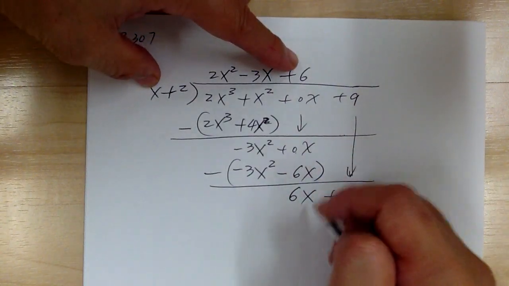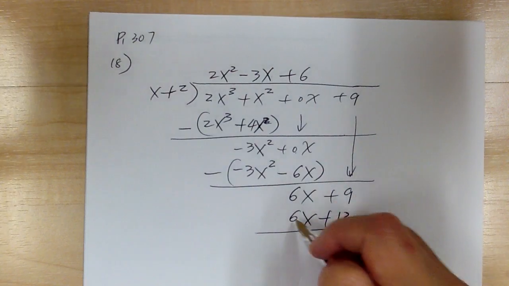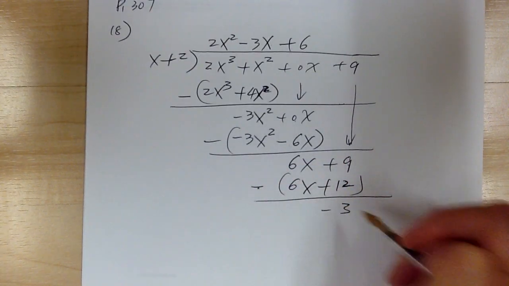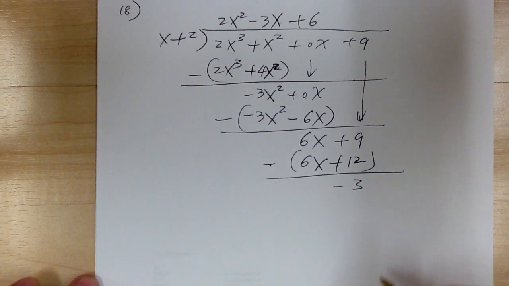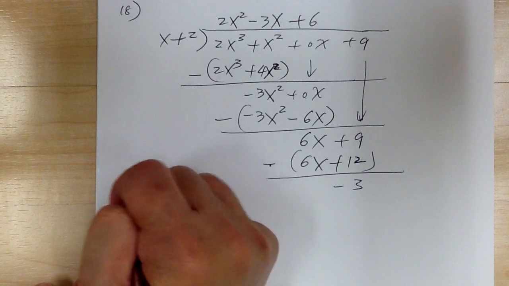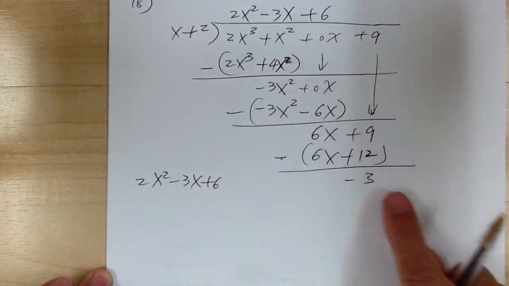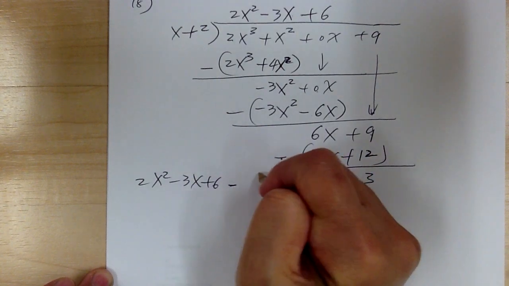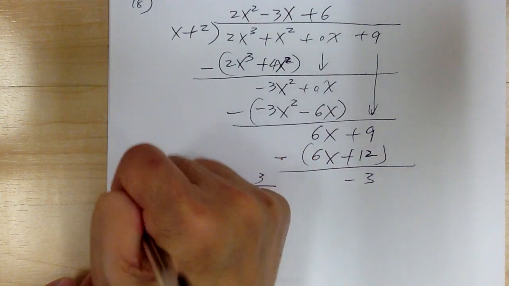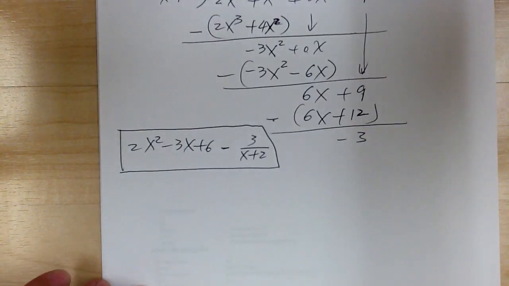So when you multiply, you're going to get 6x plus 12. Put in parentheses, subtract. So 9 minus 12 will give you minus 3. Now to write your answer, it would be 2x squared minus 3x plus 6, from here. Now this is a minus, so it would be minus 3 over x plus 2. And that would be your answer.